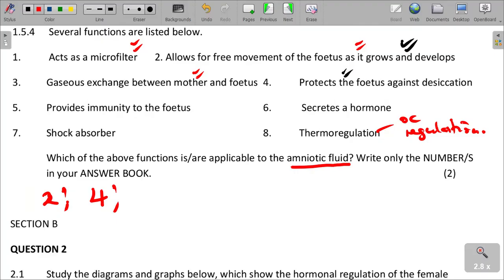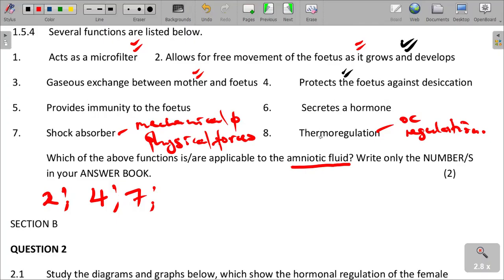another point is that it is also a shock absorber. We say that it protects against physical and mechanical forces, physical forces which can impact on the mother. It is number 7. And then we are saying thermoregulation, which is also 8.